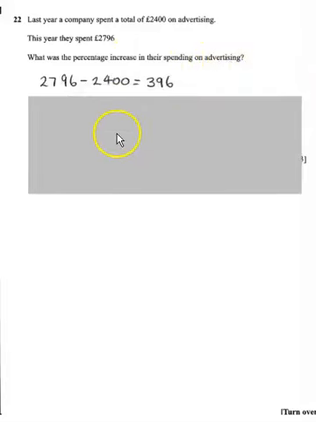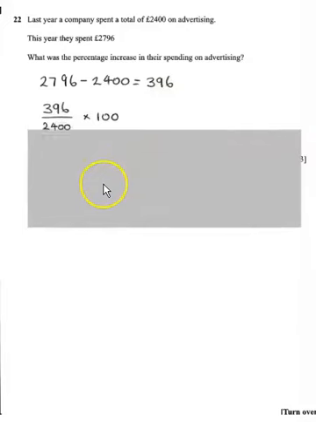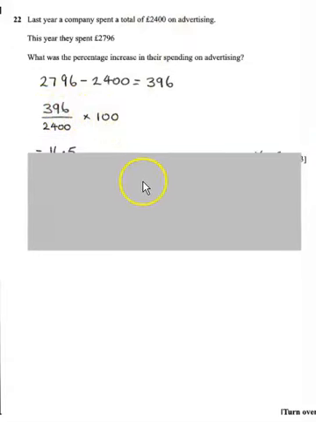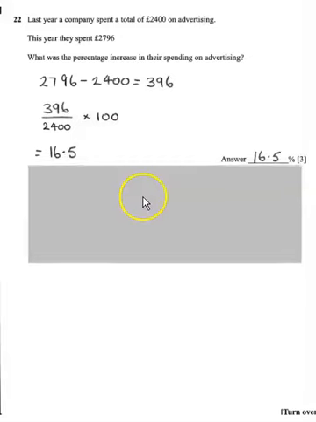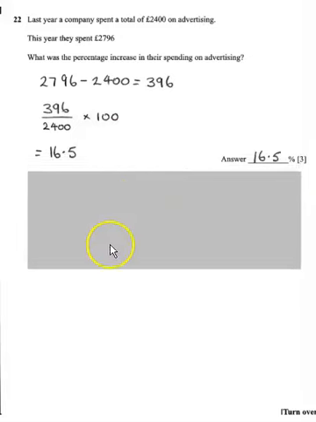So the first thing you would do is take away those two numbers to find out how much it increased by. So we see that it's increased by 396. Next, we put the 396 over the starting value, which was 2,400. And to change this fraction, we times it by 100 to make it into a percentage. And it should turn out as 16.5%.